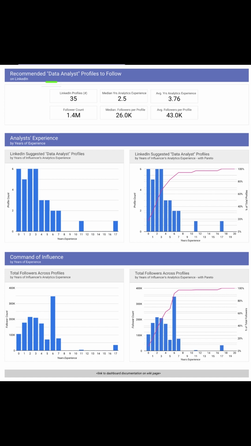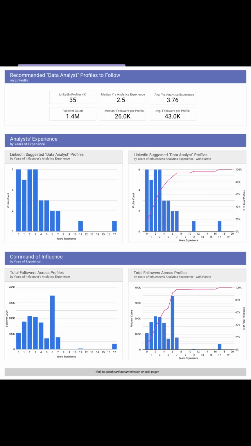Here we can see that we have 35 LinkedIn profiles that someone recommended following if you want to learn to become a better data analyst. And then the rest of this data talks about the number of years of experience for those data analysts that they're suggesting that you follow. On the far right, we can see that the average number of years of experience is 3.76 years of all these 35 followers. That doesn't sound like very much.